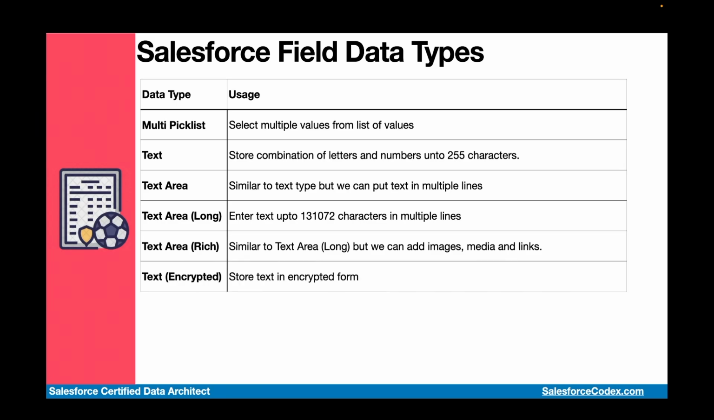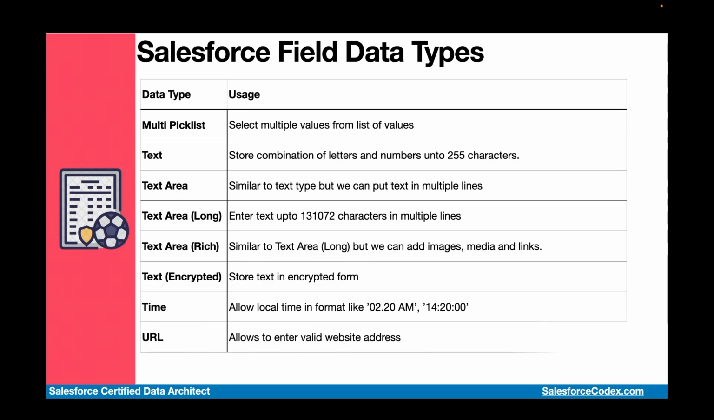Text encrypted is used where you want to store encrypted information in the field. To store time data, we can use the time field. And for URL, when you want to store a URL or website address, you can use the URL field.